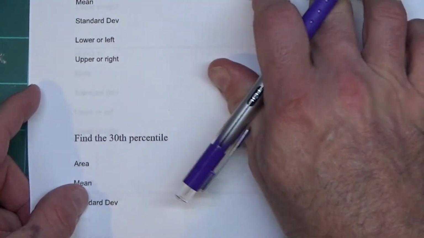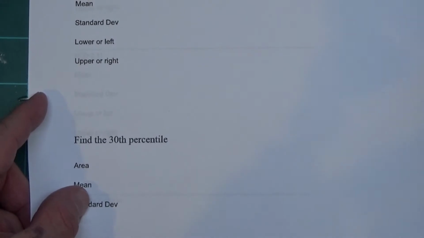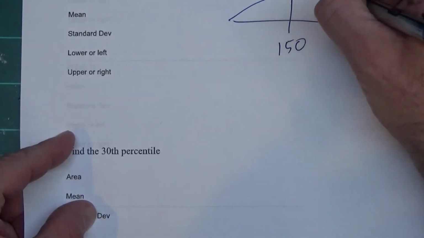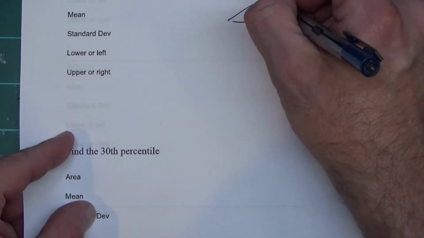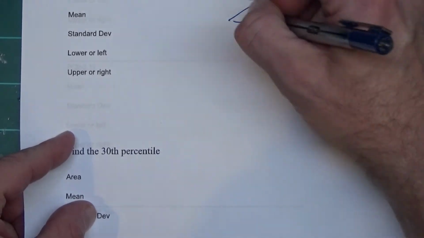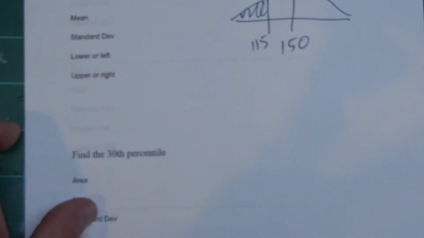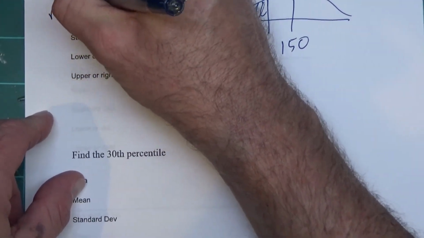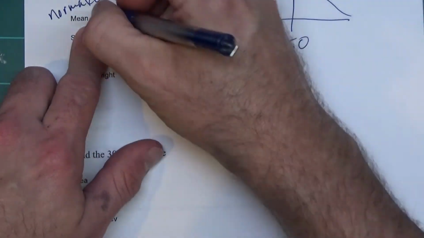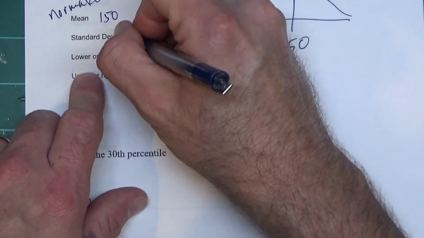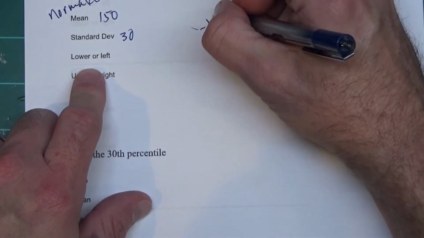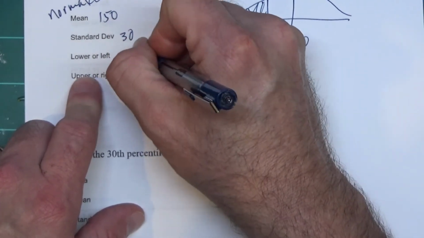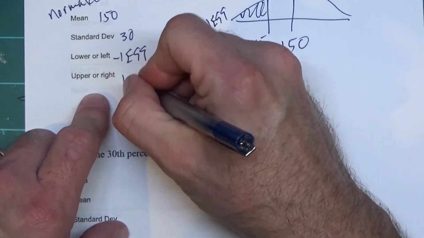A certain variety of pine tree has a mean trunk diameter of 150 and a standard deviation of 30. So we can draw a bell curve for this. My mean is 150. My standard deviation is 30. And I want the probability that it has a diameter less than 115, which would look like this. Okay, now since there's no percents or percentiles in here, this is going to be normal CDF. My mean will be 150. My standard deviation will be 30. My lower bound will be the negative 1e99 again because it's on this end. My upper bound will be the shading stop, so the 115.